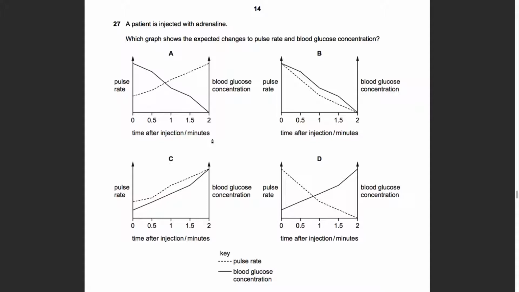Both your pulse rate and your blood glucose concentration will go up due to adrenaline. Your heart's going to beat faster, which means a faster pulse rate, and you're going to want more glucose in your blood for extra respiration, for fleeing a predator or fighting a predator. It's the whole thing to do with the flight or fight response. So the only graph which shows an increase in both pulse rate and blood glucose concentration is graph C.